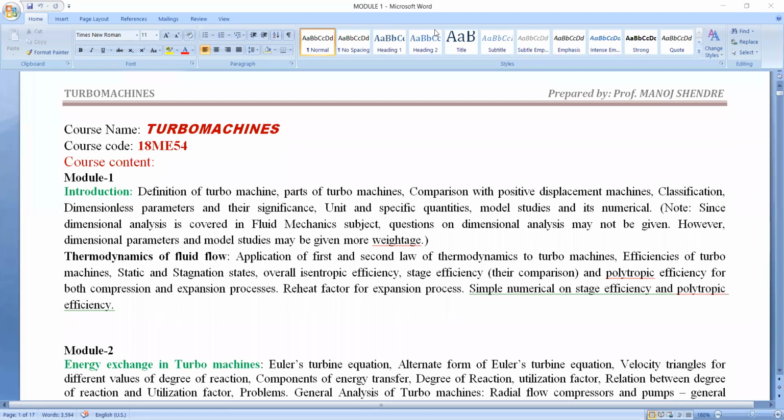So we are discussing the introduction to turbo machines, that is module number 1. This is the second lecture on the first module of the course Turbo Machines. In the first lecture, we have seen the definition of turbo machine, the different parts or principal components of turbo machine, and also the comparison between turbo machine and the positive displacement machine. In today's session, we will see the classification of turbo machines, dimensionless parameters, and their physical significance.